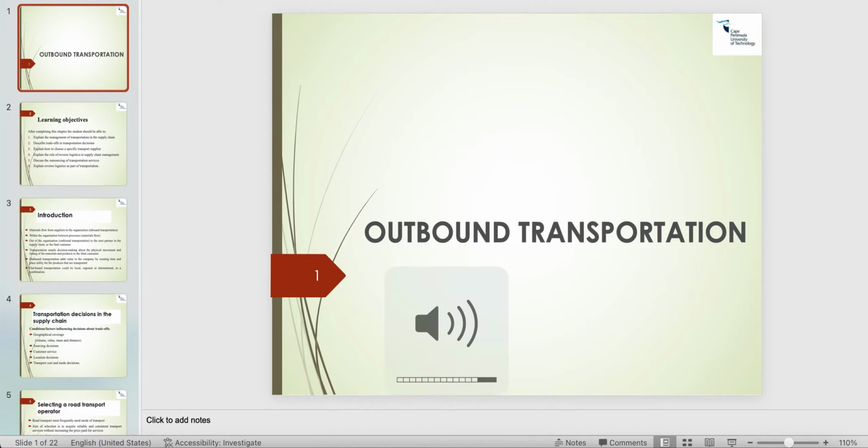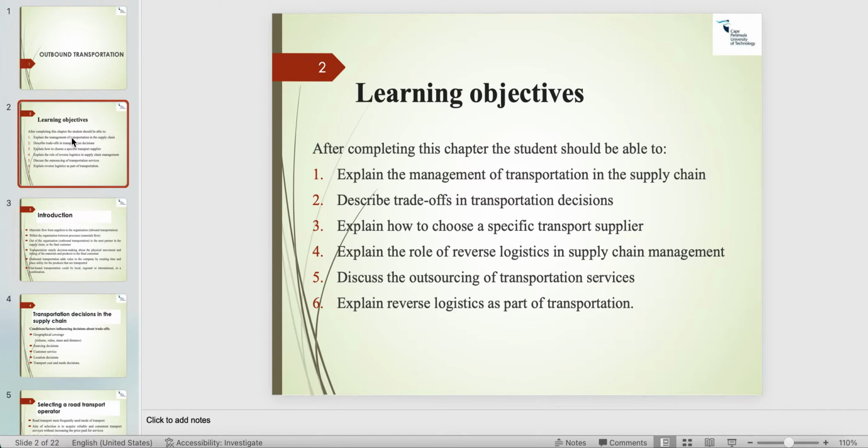That we're covering after inbound transportation is outbound transportation, and these are the learning objectives of the chapter. Which means this is what you will know at the end of the chapter, or after learning about this chapter.